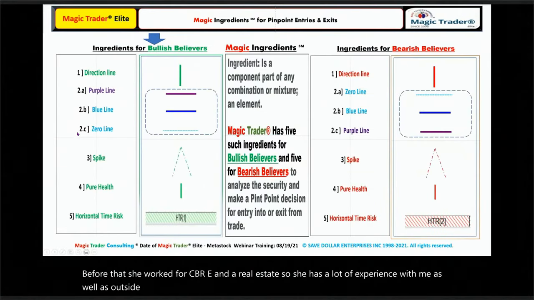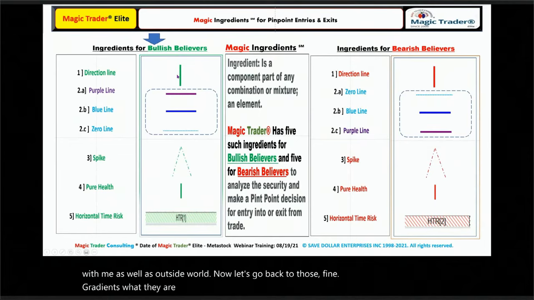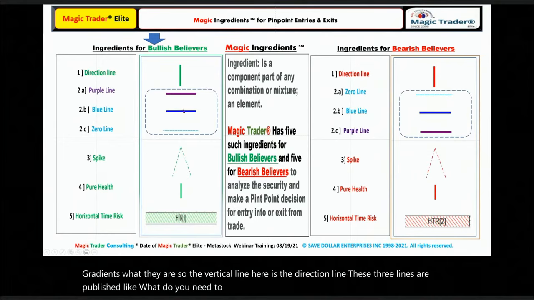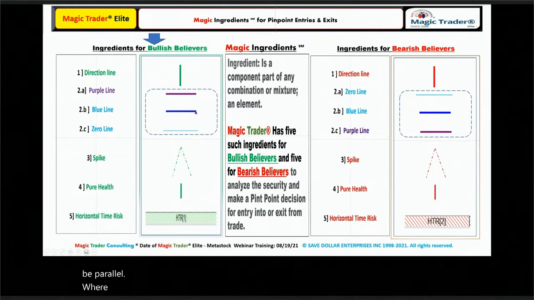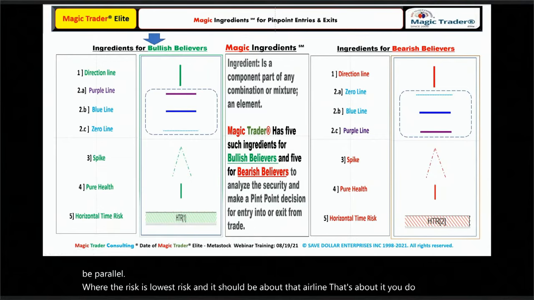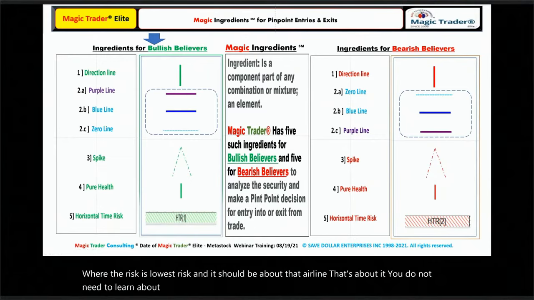Now let's go back to those fine gradients and what they are. The vertical line here is the direction line. These three lines are for the bullish line. What do you need to know? The purple and blue lines should be parallel, where the risk is lowest, and it should be above the dotted line. That's about it. You do not need to learn about this indicator at all. That's what it is.